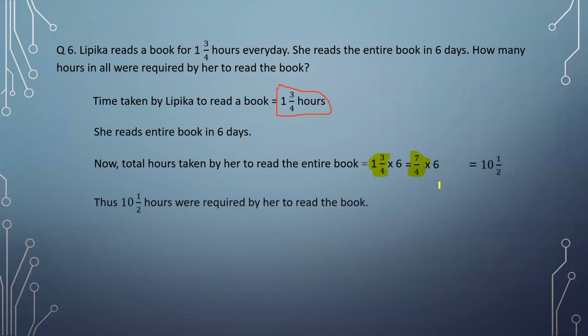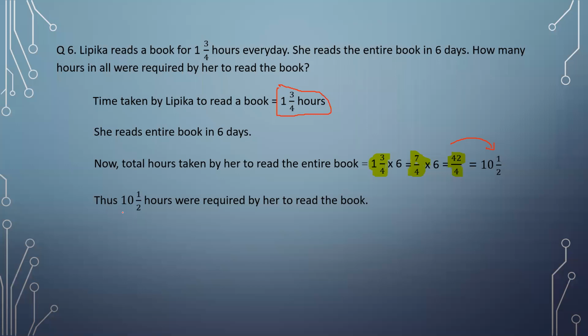So now we can perform the multiplication. We all know that 7 times 6 is 42, so 42 upon 4, and that is an improper fraction. So we can again convert that improper fraction into a mixed fraction by dividing 42 by the denominator 4. So we are getting the final answer as 10 1/2 hours required by her to read the entire book.